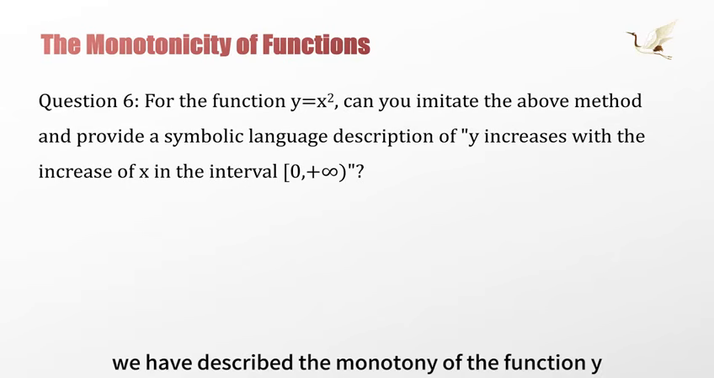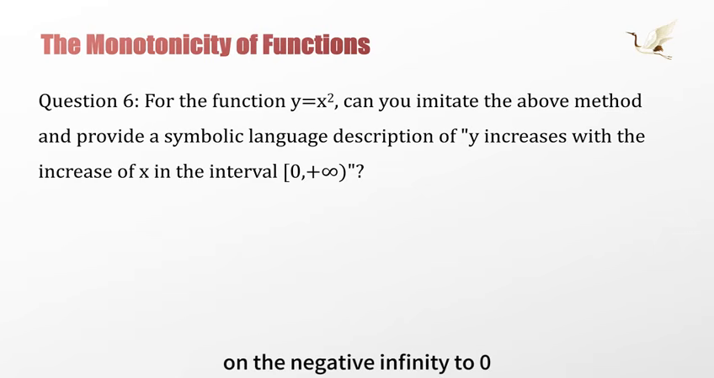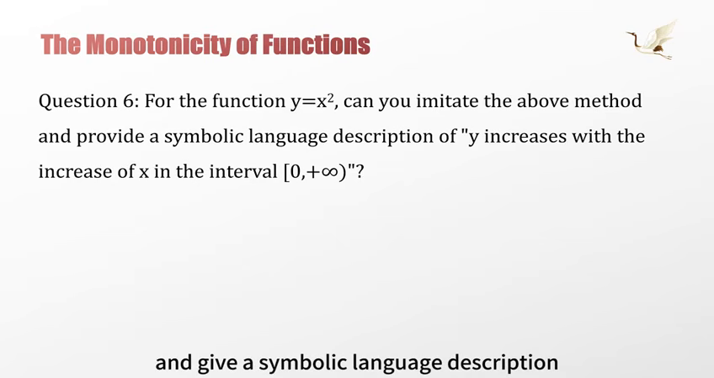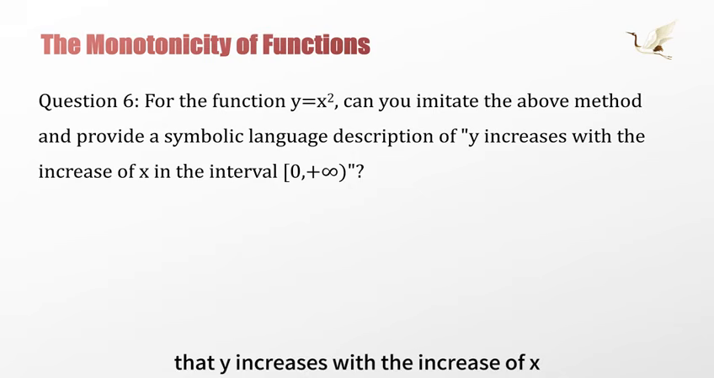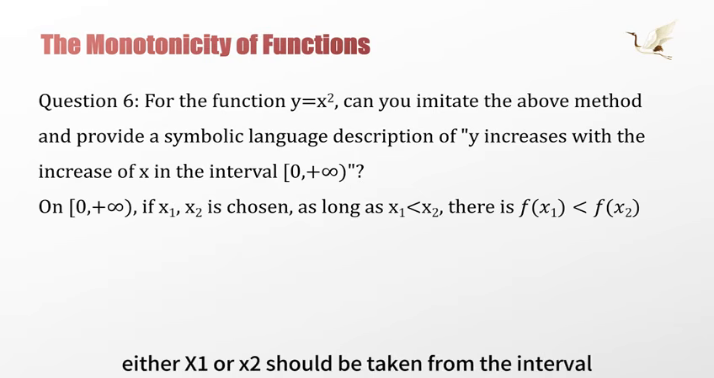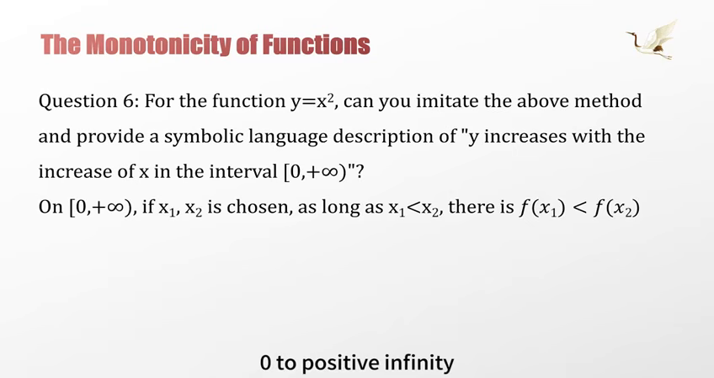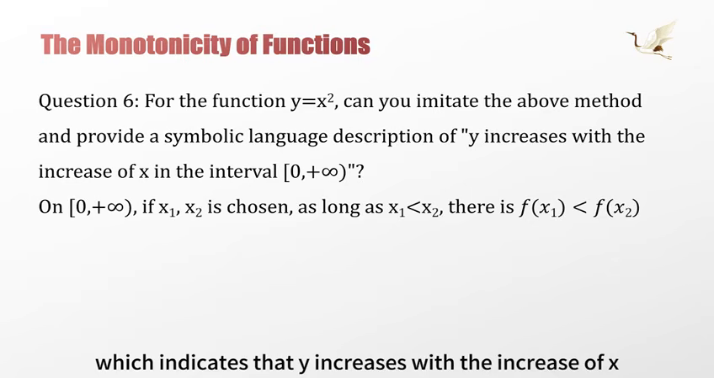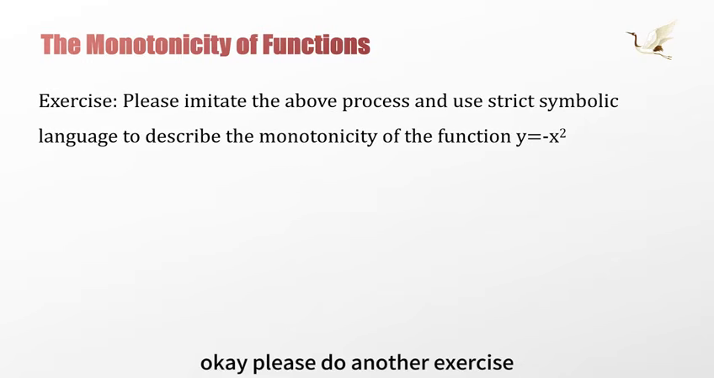So just now we have described the monotonicity of the function y equals x squared on negative infinity to 0 in symbolic language. Now can you imitate the above method and give a symbolic language description that y increases with the increase of x on the interval 0 to positive infinity? Both x1 and x2 should be taken from the interval 0 to positive infinity. As long as x1 is less than x2, f(x1) is also less than f(x2), which indicates that y increases with the increase of x. Okay, please do another exercise.